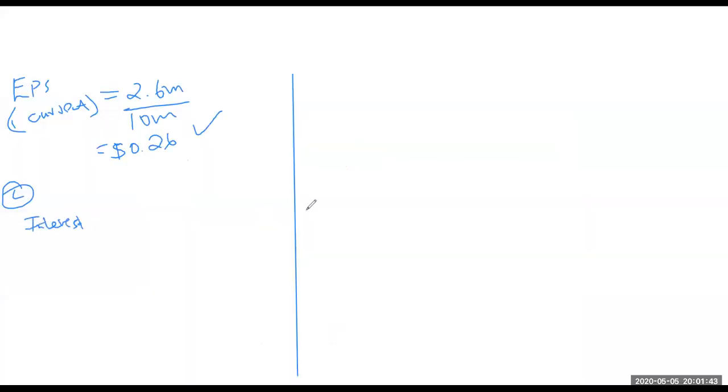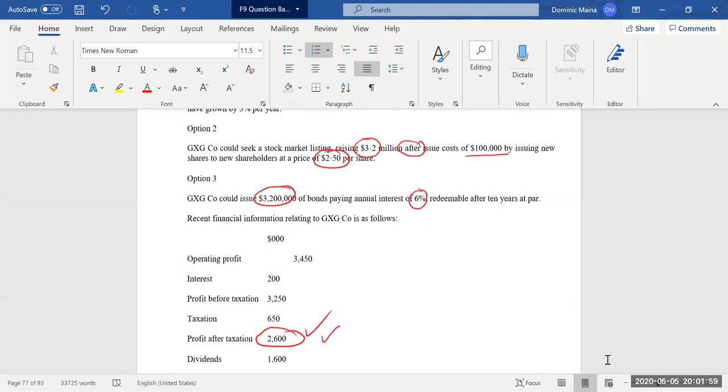Therefore, under part C, we simply need to determine the interest the company is paying on the new debt. So the company on the new debt is paying an interest of 6% on 3.2 million. In this case, don't forget you don't have issue cost, not like in option two where we had issue cost. If there was issue cost, then we would need to add it. But for this example, there is no issue cost.